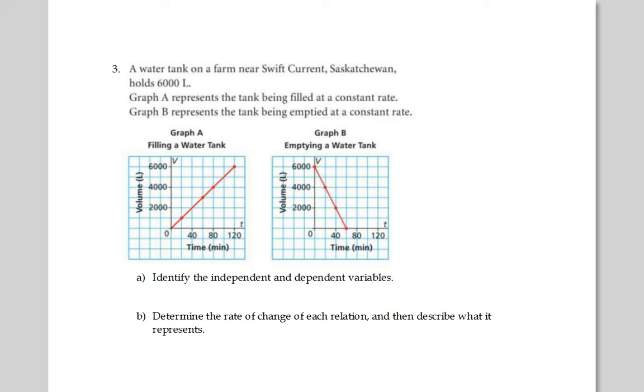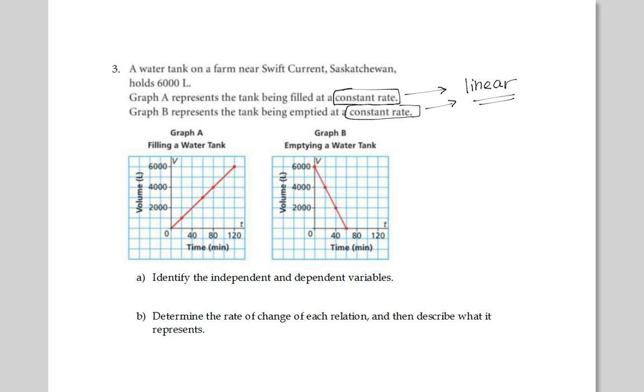Okay, we have a water tank. It can hold up to 6,000 liters of water. They both fill and empty at a constant rate. How does that connect to the graphs? What shape are the graphs? Linear. Do you see how they're not curved? That's the constant rate of change. They're linear.